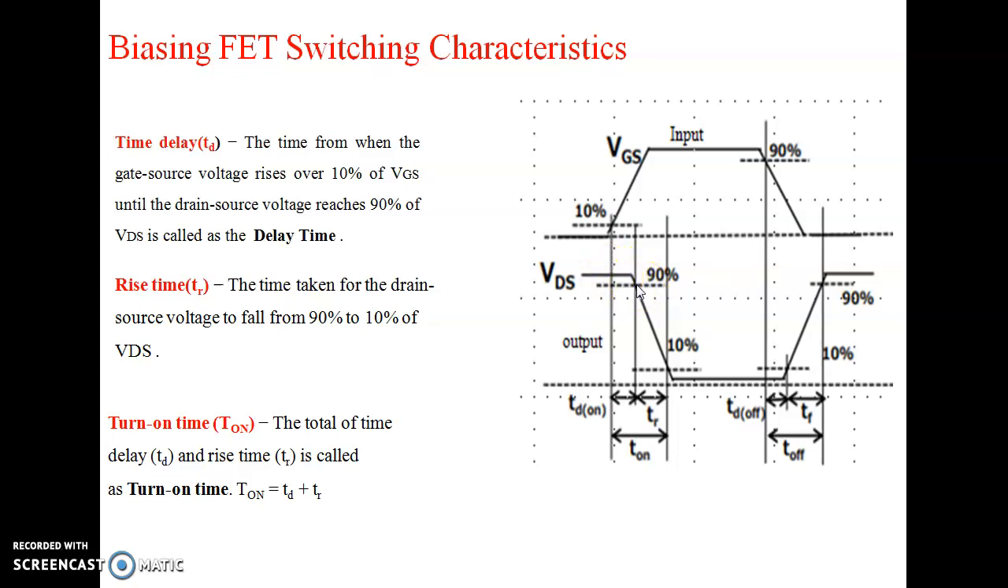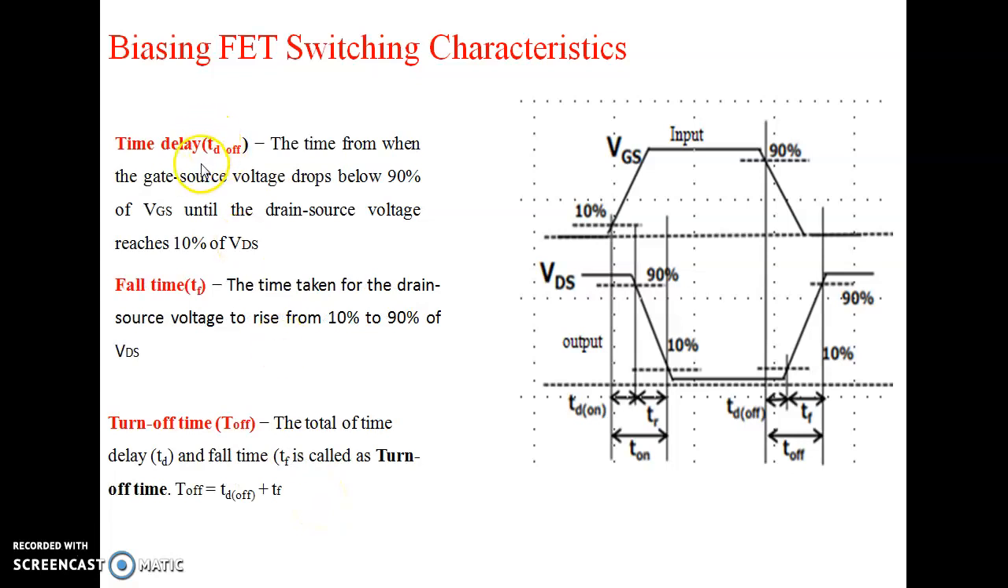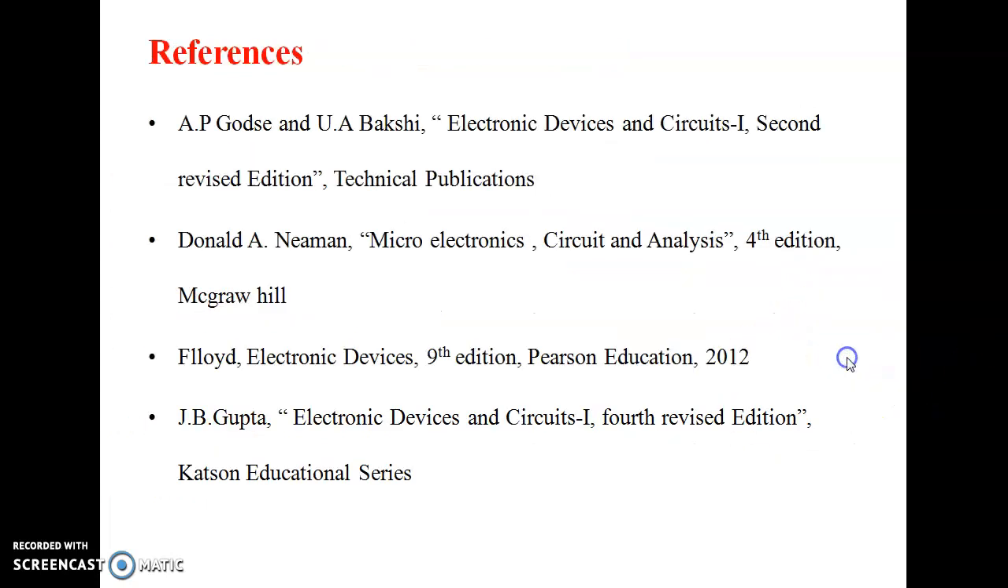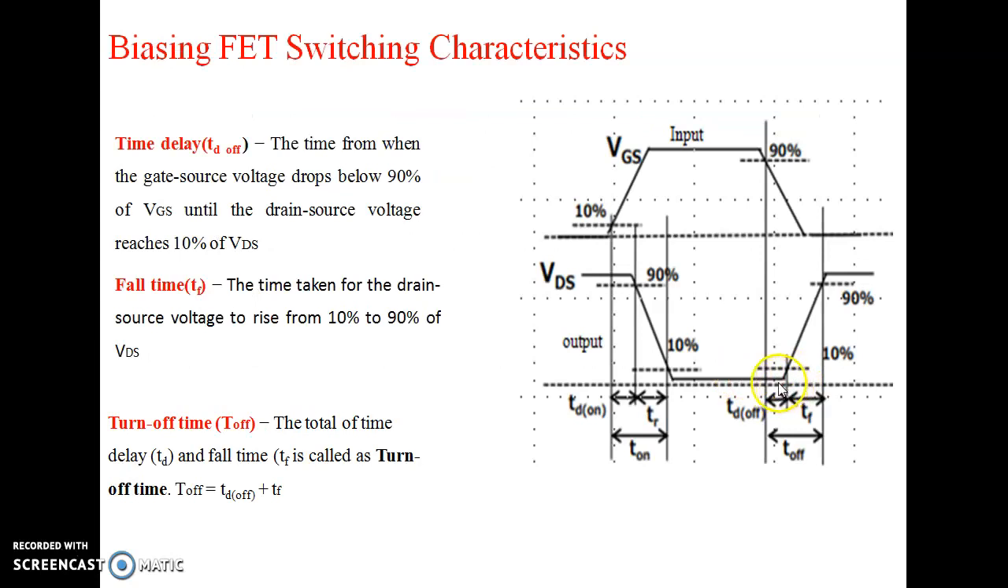What about your rise time? The time taken for the drain source voltage, this value from this value, this is your VDS. That is the rise time. What about your turn on time? That is the total of time delay TD and TR, so Ton equals TD plus TR. Next, what about your TD off? That is the time from where the gate source voltage drops below 90% and the drain source voltage reaches 10%. What about your fall time? The time taken for the drain source voltage to rise from 10%, this is your TF. So the total duration is TD off plus TF.